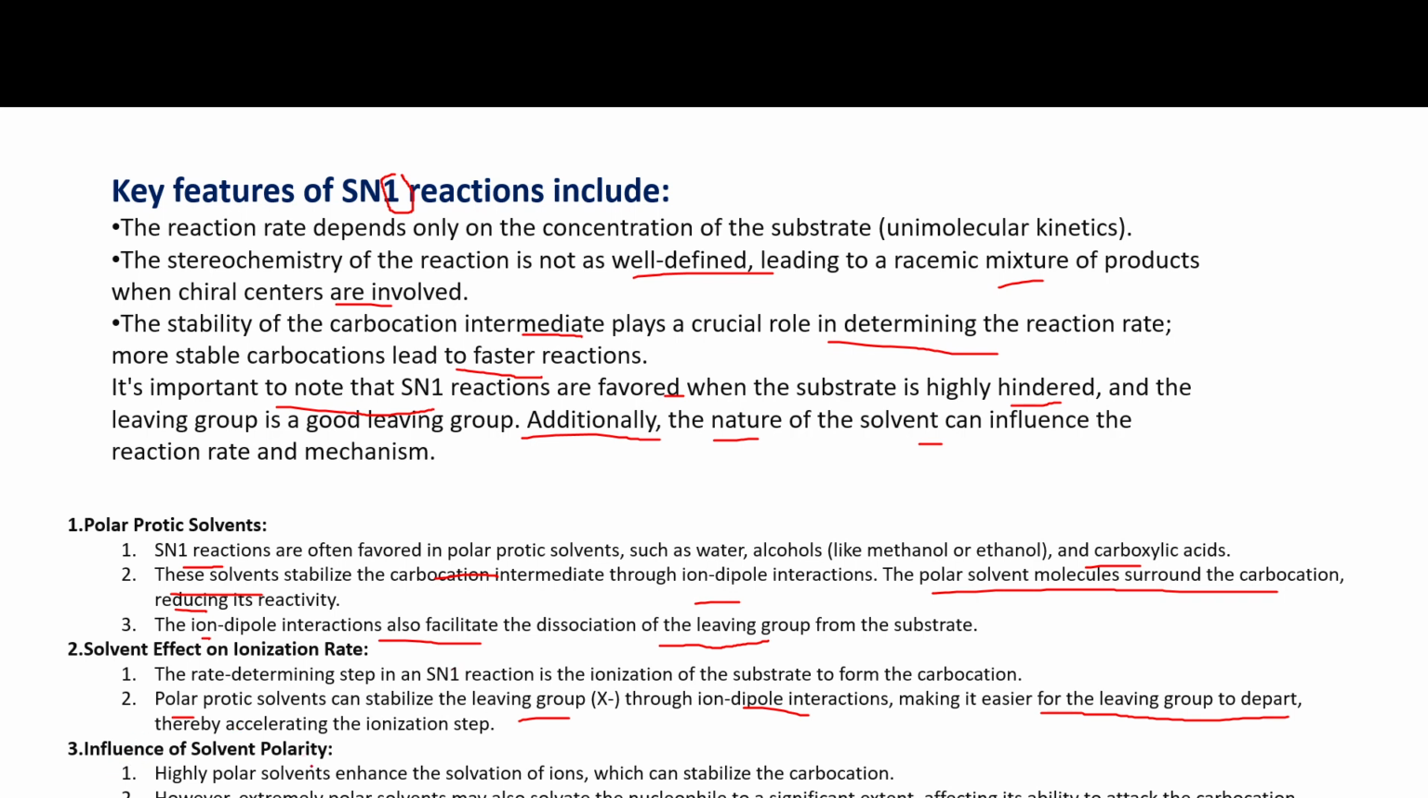As for the influence of solvent polarity, highly polar solvents enhance the solvation of ions, which can stabilize the carbocation. However, extremely polar solvents may also solvate the nucleophile to a significant extent, affecting its ability to attack the carbocation. So if your solvent is too polar, then what will happen? Your nucleophile is also a charged species, so your nucleophile will be easily stabilized.